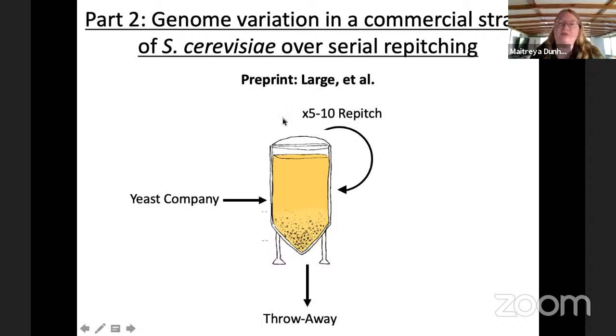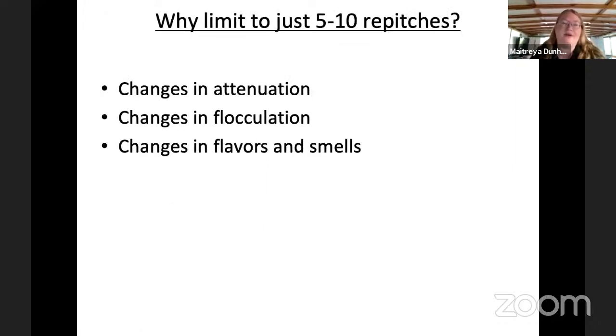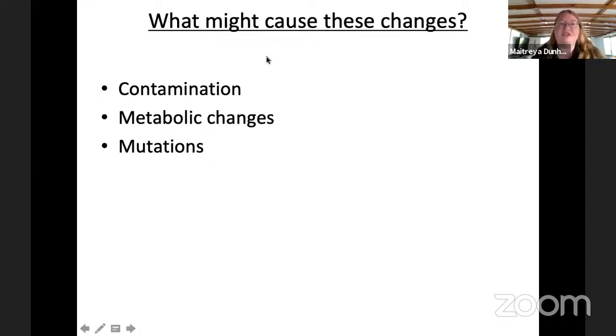Typically the usage rate is about 5 to 10 cycles before you throw it away and go back to your yeast company and get more yeast. So why is there this 5 to 10 cycles? It's in part because there are changes to how the yeast behave, how much sugar they eat and how much they clump together, and also the features of the beer, how it tastes and smells. And the causes of these changes are, there's a few things, right? Contamination is something you always have to worry about. There might be metabolic changes as the yeast adapt to their new environment, and there are also nutritional deficiencies in wort. So it's low in a few things like zinc, for example, and sometimes people add that back to try to boost their yeast. But it could also be mutations and evolution, right?